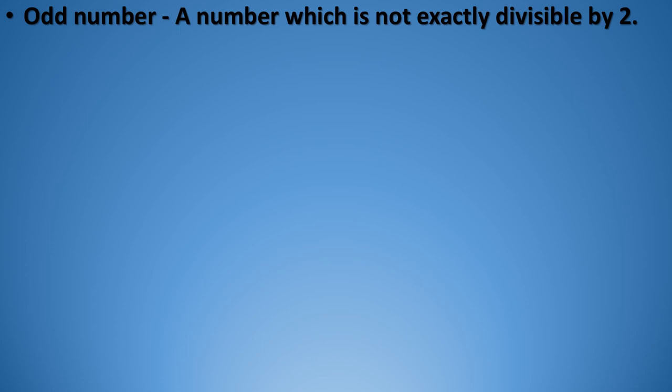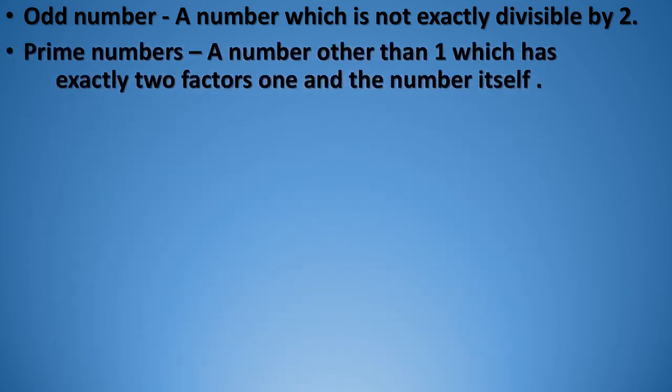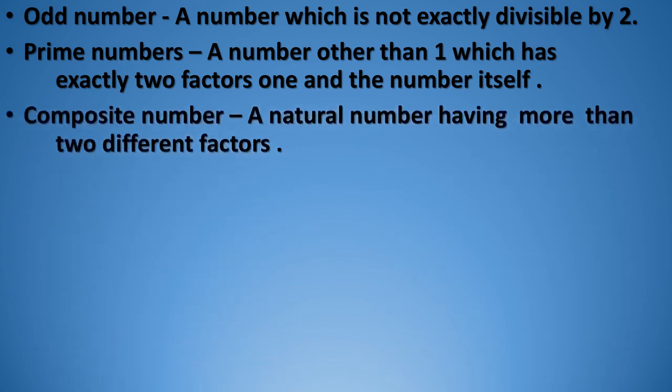Next are prime numbers. A number other than 1 which has exactly two factors, 1 and the number itself. Because 1 is neither a prime number nor a composite number. So other than 1, if any number has exactly two factors, 1 and the number itself, then such numbers are called prime numbers. After that, composite numbers. A natural number having more than two factors is called a composite number.